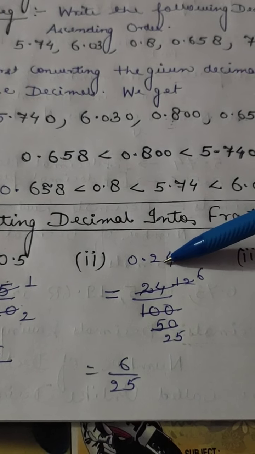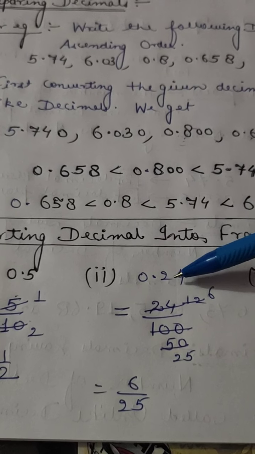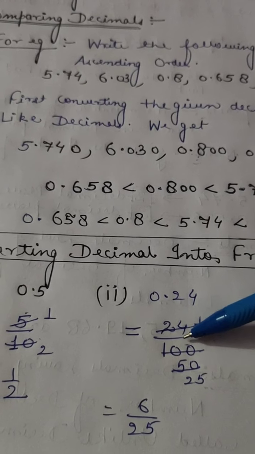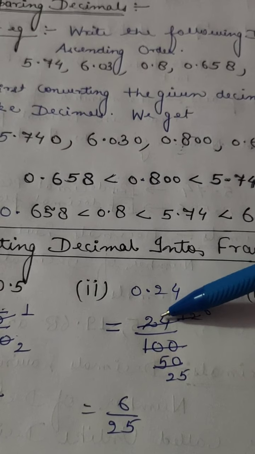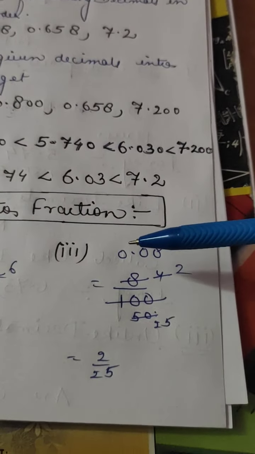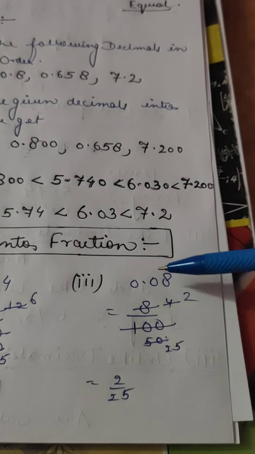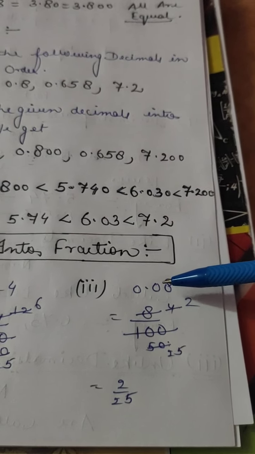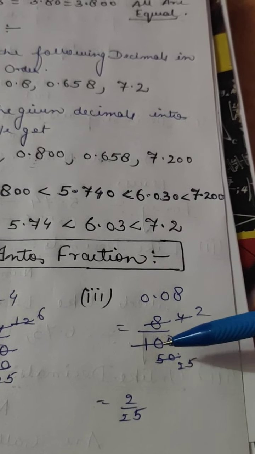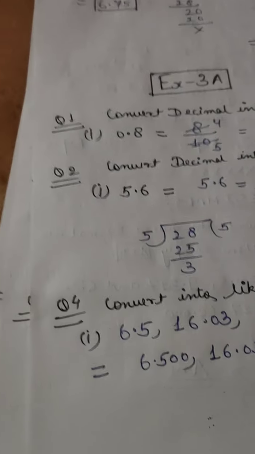Here 0.24. After the decimal point, how many places are present? 2. So we have to divide it by 100 while writing it into fraction form. Further simplifying will give us the result 6.24. Coming on to the next, 0.08. After the decimal point, how many decimal places are there? 2 decimal places. So we have to divide it by 100. 8 by 100. And further simplifying it will give 2.25 as the result.